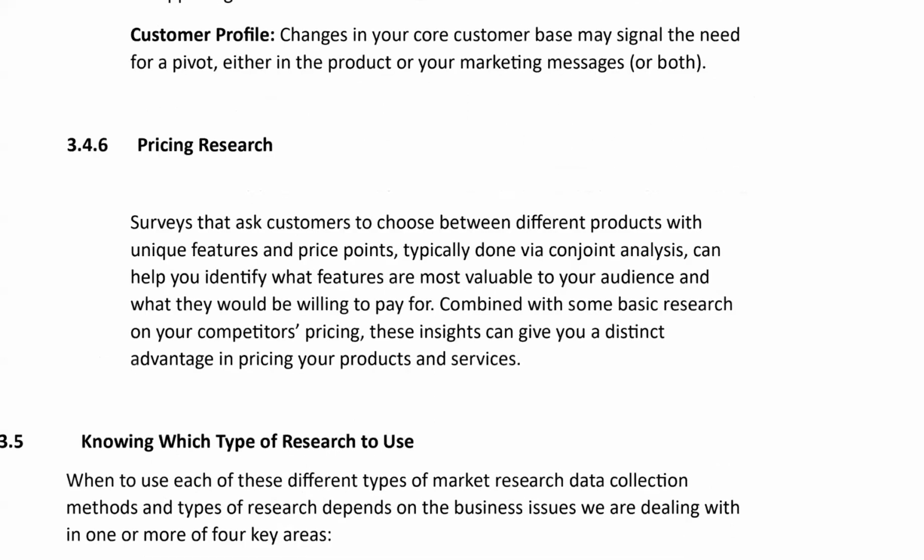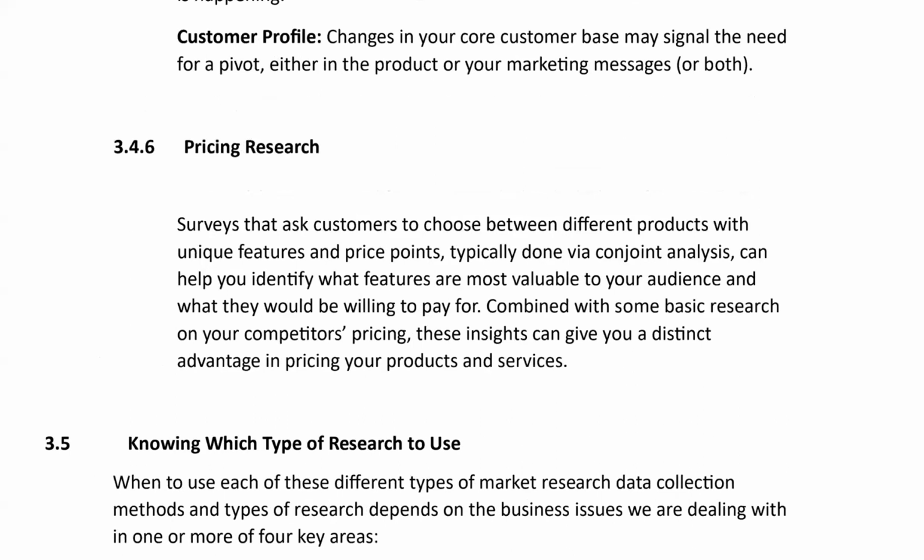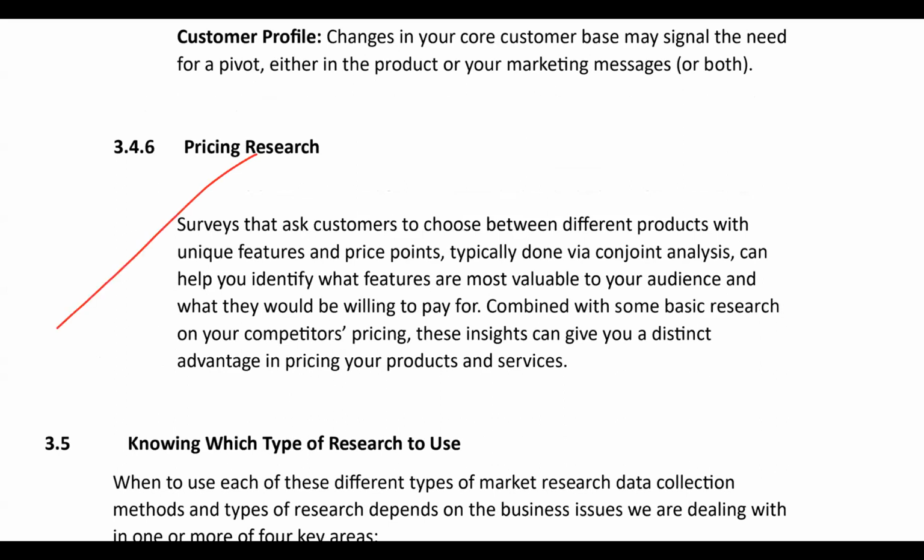The sixth market research form is pricing research. This is where you conduct surveys, asking customers to choose between different products with unique features and price points, typically done via conjoint analysis. It can help you identify what features are most valuable to your audience and what they would be willing to pay for.